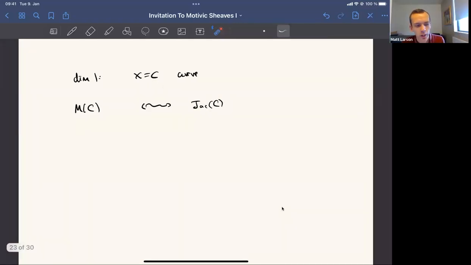Are you thinking about the Jacobian as a principally polarized abelian variety, or just an abelian variety? Yeah, the principal polarization is relevant at some point. It's also relevant in the proof of this Riemann hypothesis statement, actually, because the principal polarization is what gives you this involution on the endomorphisms. So, yeah.